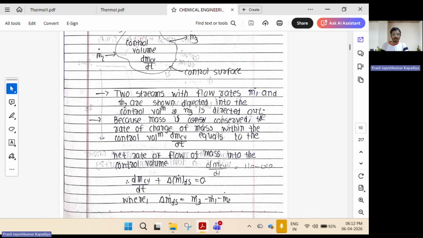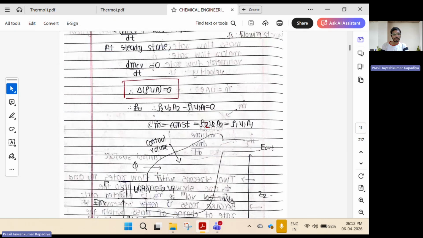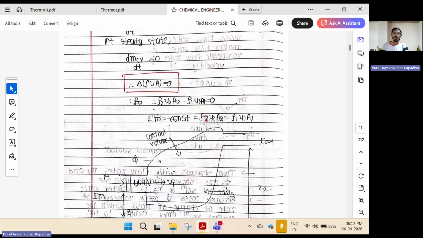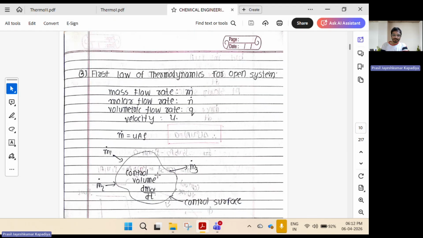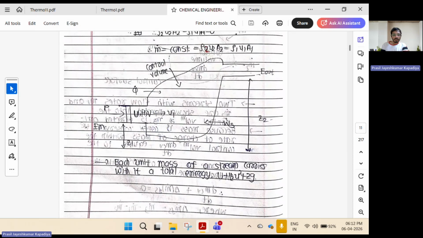As we are saying that mass is conserved, d m by dt of the control volume plus delta of mass flow rate is equal to 0. So it is nothing but input minus output. At steady state, rho u a is equal to rho 1 u1 a1, which is equal to rho 2 u2 a2. So that remains constant.